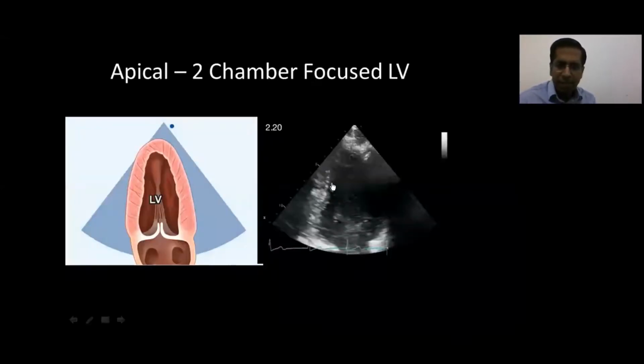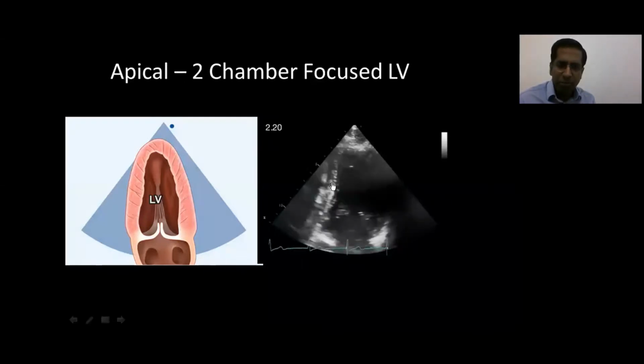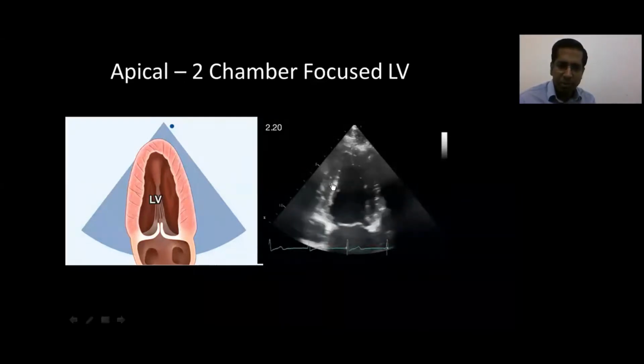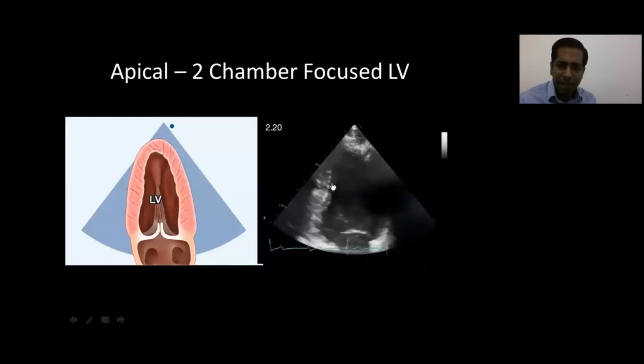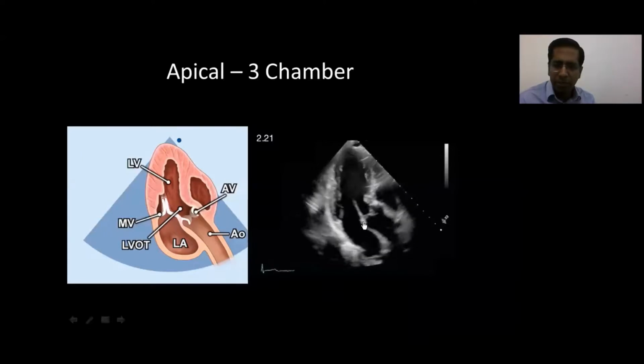The same thing in the focused view also we need to take. Now the focused view of the four-chamber and the two-chamber is what we use for measurement of the EF biplane, which I'll just come to in a minute. And we go to the three-chamber view. You have the anterior septum. This is similar to the parasternal long axis view. All the structures are also the same, except that you see the apex in this particular view.